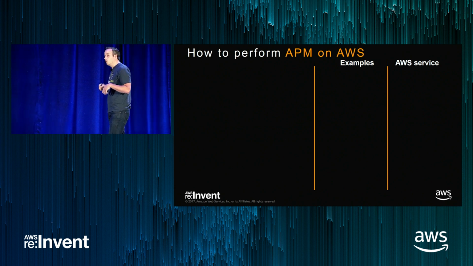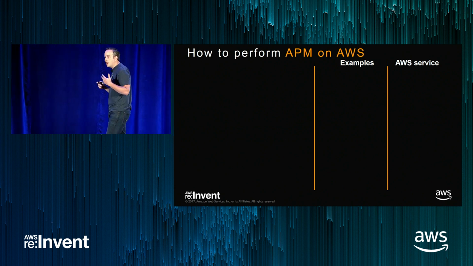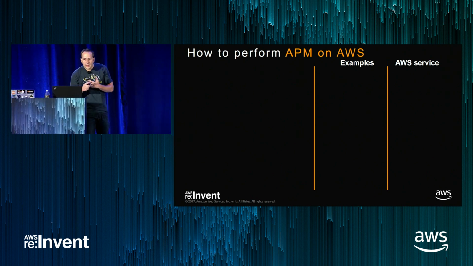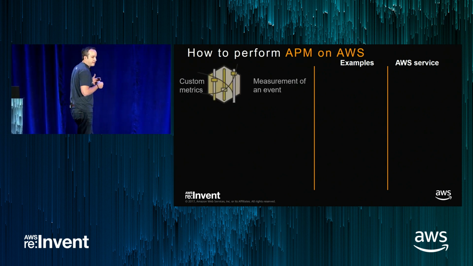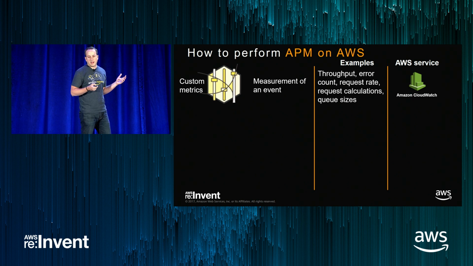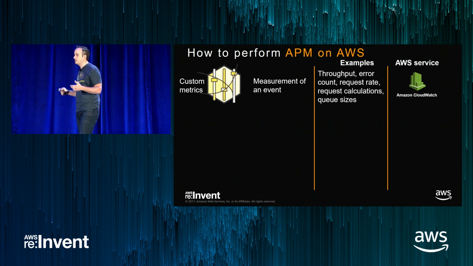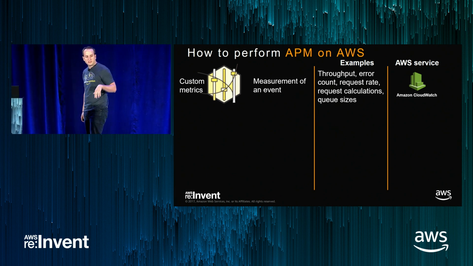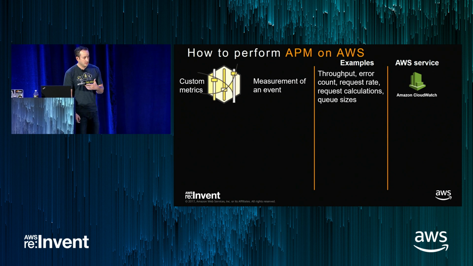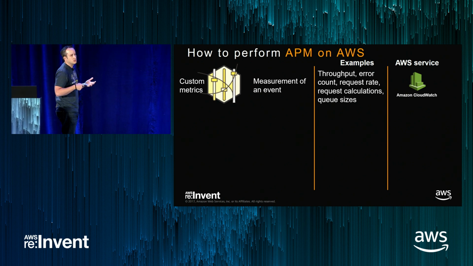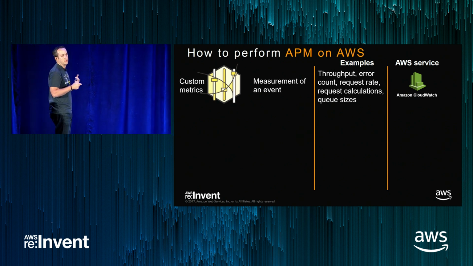Okay, so we talk about the why of APM. Now we're getting to how you do APM on AWS, right? We're going to be talking here mainly about three technologies on AWS. First is how can you send custom metrics to CloudWatch? What is a metric, by the way? It's just a measurement of an event. It's a value over time. For instance, it can be a counter, throughput, error rate, request rate, and so forth. So how can we leverage CloudWatch within our applications to send custom metrics to CloudWatch?